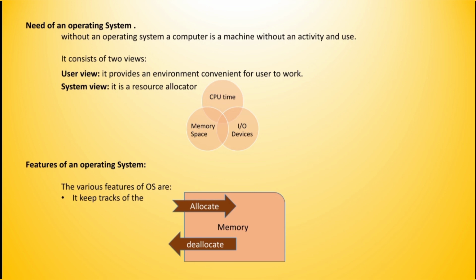What's the need of an operating system? Without an operating system, a computer is a machine without an activity and use. It consists of two views, user view, system view. What is this user view? It allows the user to work conveniently using GUI interface, that is, icons, menus and windows. System view. It allocates the I/O devices, memory space and CPU time as required by the jobs given by the user.